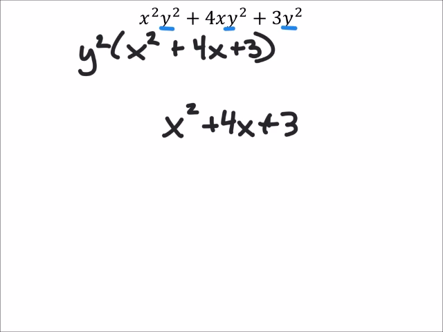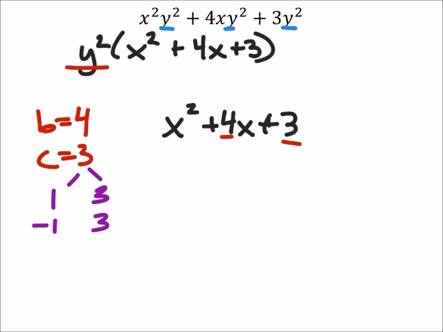So we're going to look at the c value, which is 3. C is 3. The b value is 4. Now notice at this point, I really am just ignoring this y squared. That's just to make it easier to focus on what we're actually factoring here, right? 3 doesn't have very many factors. We've either got 1 and 3, or we've got a negative 1 and a negative 3. So when I add these two together, I get 4. When I add these two together, I get negative 4.